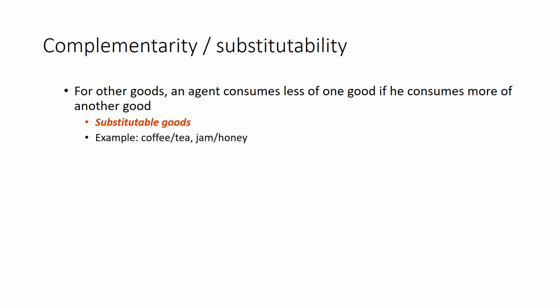For other goods, an agent might consume less of one good if he consumes more of another good. So those goods tend to be called substitutes or substitutable goods. So for instance, for some people, they might be indifferent between drinking coffee and tea. So they would think that these are perfect substitutes. For other people, if you like to put jam or honey on your bread in the morning, those could be substitutes as well. So substitutes are goods that can replace another good.